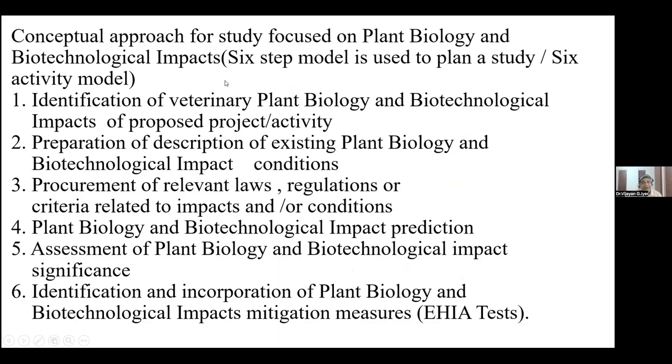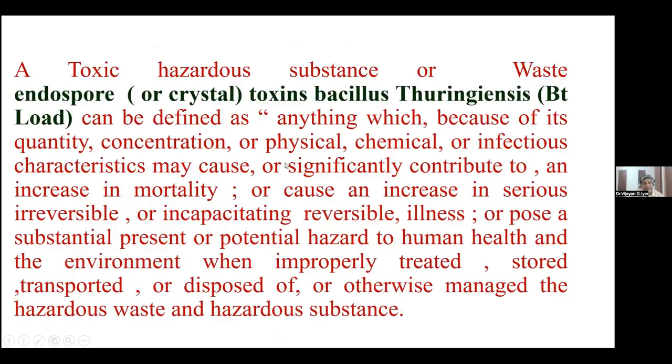So for this plant biology and how this impacts, a six-step methodology is given here. And the toxic substance, toxic Bacillus thuringiensis, is anything which, because of its quantity, concentration, or physical, chemical, or infectious characteristics, may cause or significantly contribute to an increase in mortality.